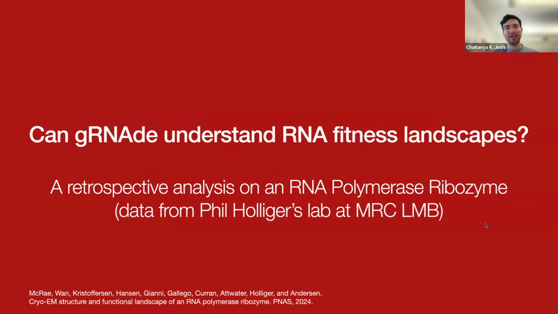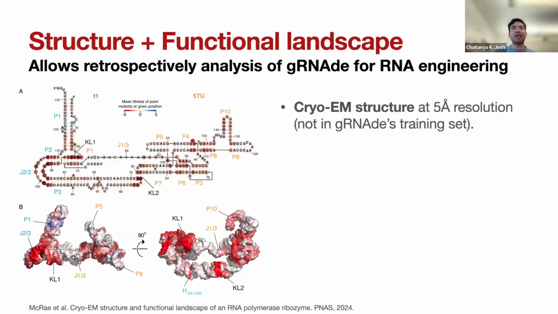And here we did a sort of retrospective analysis on data from Phil Holliger's lab at the MRC-LMB in Cambridge. They've released a cryo-EM structure of an RNA polymerase ribozyme. This is a self-replicating ribozyme, an RNA that has catalytic activity. And this was not in our training data.